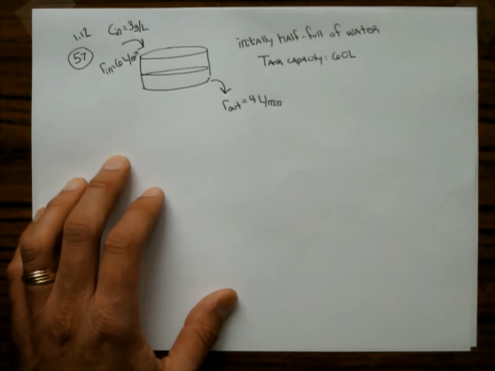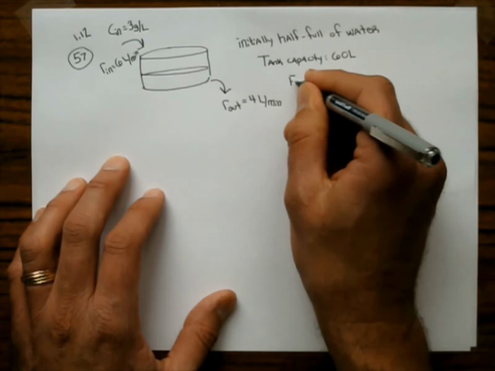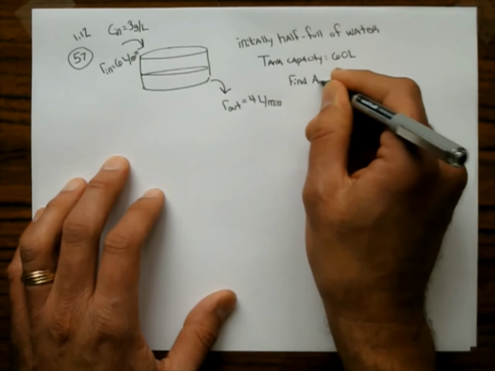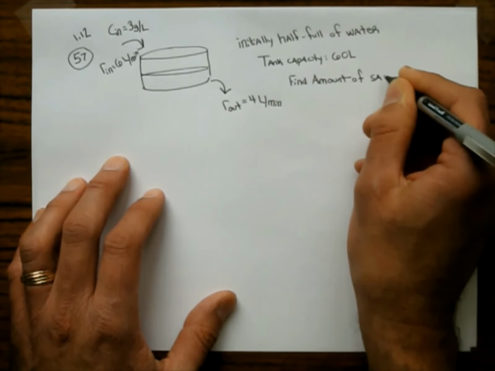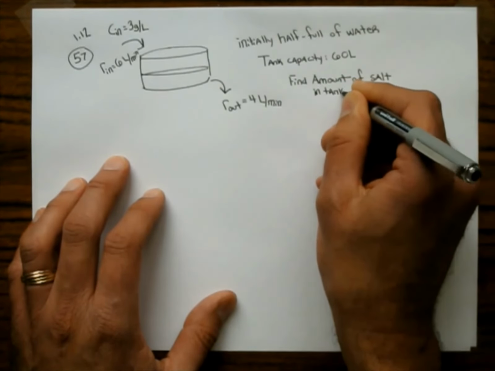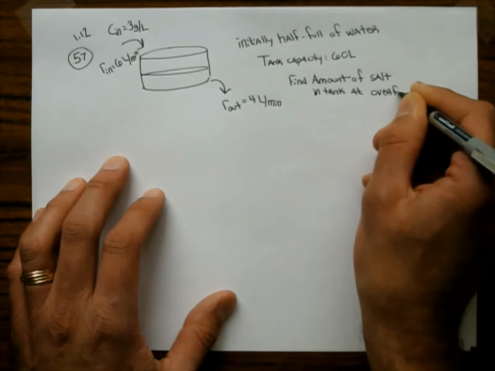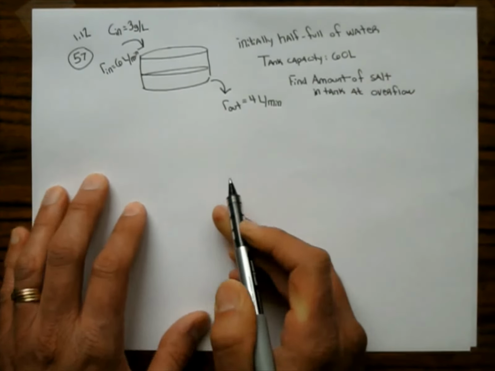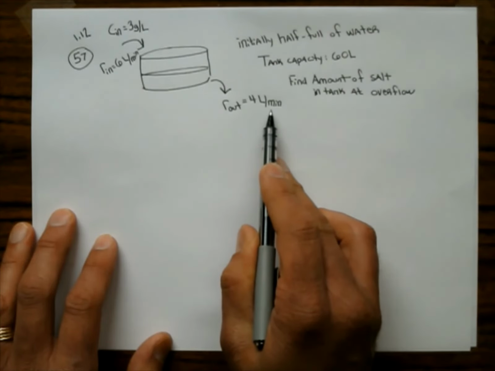Find the amount of salt in the tank when the solution overflows. So find amount of salt in tank at overflow. And the tank is definitely going to overflow because the rate going in is 6 and the rate coming out is slower, which is 4.